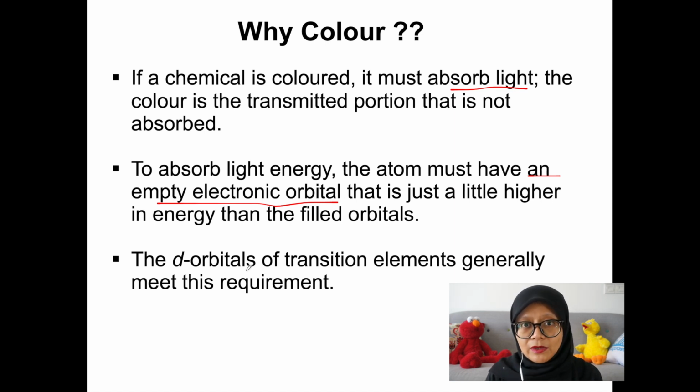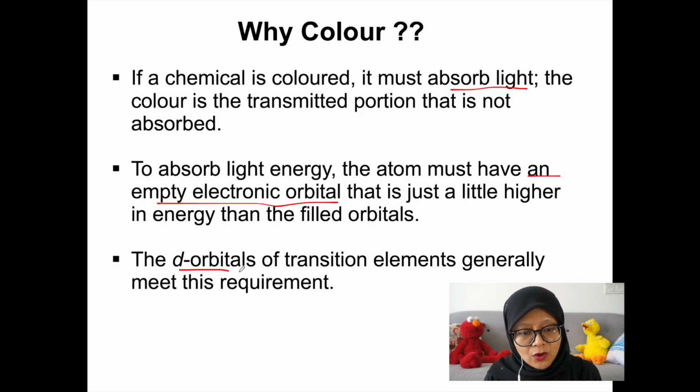So, the d orbitals of transition elements generally meet this requirement. In order to have a colored compound, you need a compound that can absorb light, okay? And second, it must have an empty electronic orbital, which is what we call the d orbital here. So this is the first one, and this is the second one. In order to have a colored compound: absorb light and an empty d orbital.